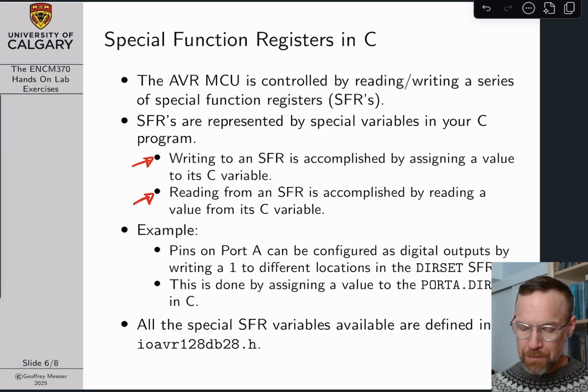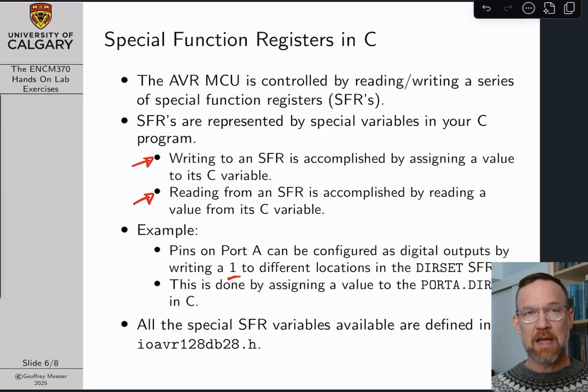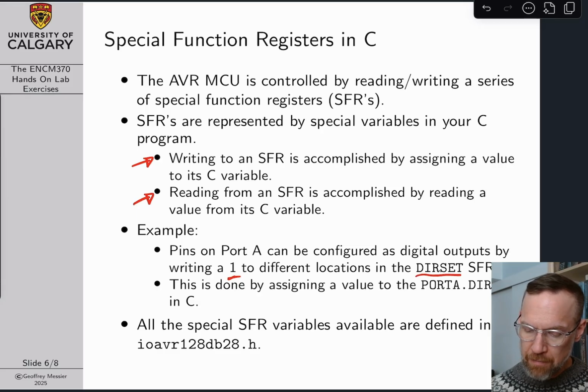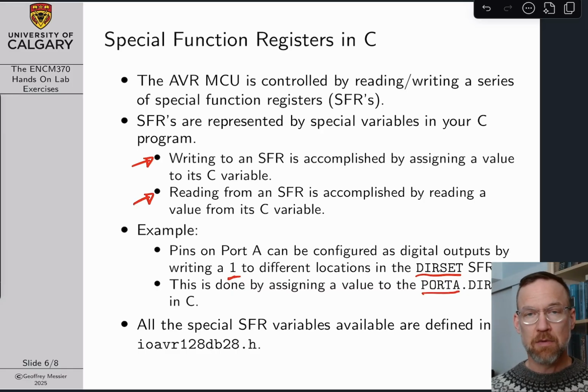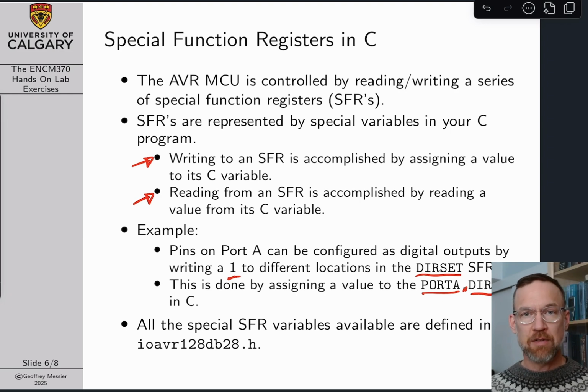And so, for example, the pins on port A in the microcontroller can be configured as digital outputs if you write a 1 to different locations in a special function register called dir set. So there's literally a variable called port A defined in the C programs that we'll be working with, and then you just go dot dir set, and that allows you to access the dir set special function register.